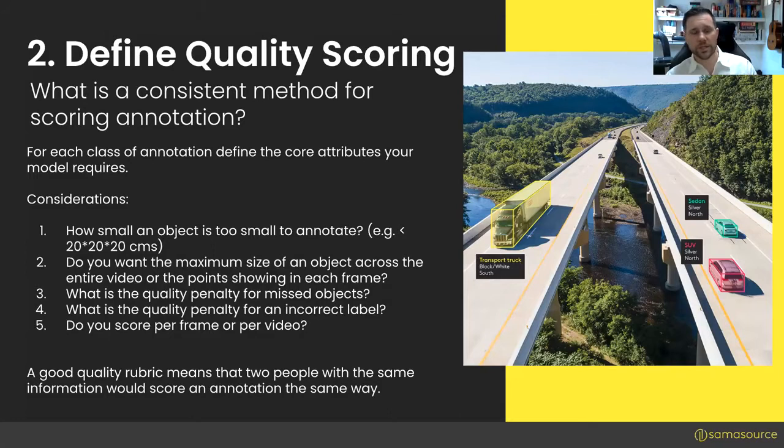So the way you approach this is you look at each class of annotation and you define the core attributes your model requires. Is this direction of travel, how tight the box should be, what class attributes about them do I need to include? Some considerations here are how small an object is too small. Is it a 20 centimeter by 20 centimeter by 20 centimeter? And your scenario list should be able to help you define this. And then also you want to say how far away from you is too far.